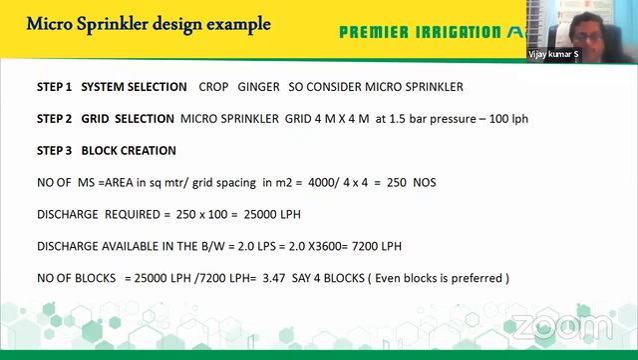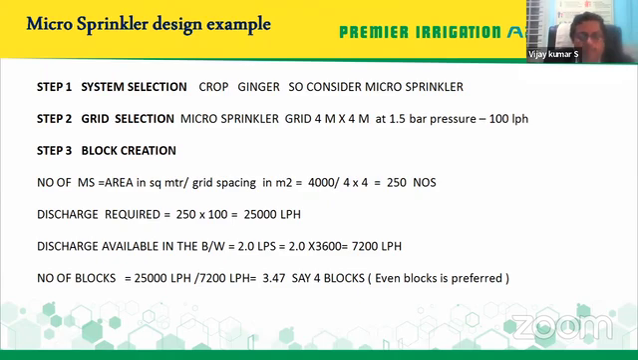Now the water that is available in the bore well is very, very less. It is only 2 liters per second. So 2 multiplied by 3,600 gives me only 7,200 liters per hour. So what is it trying to tell you? The discharge that is required to irrigate all 250 micro sprinklers is 25,000 liters.